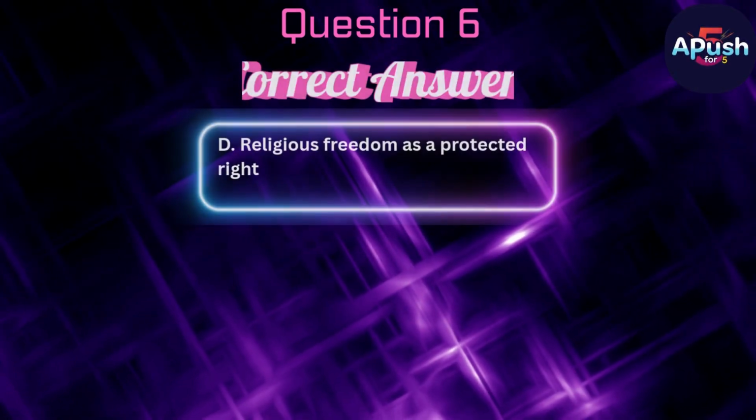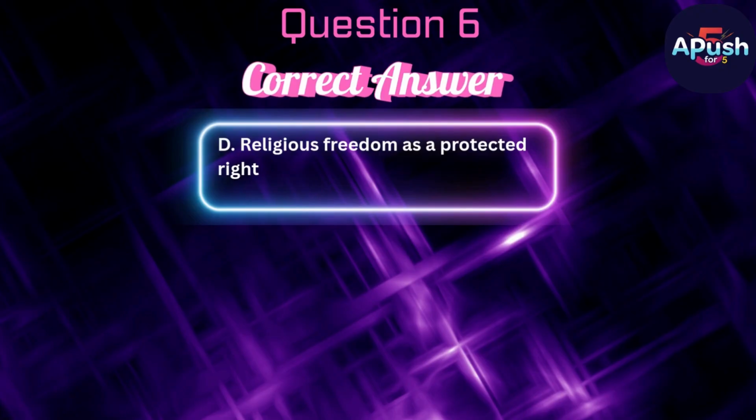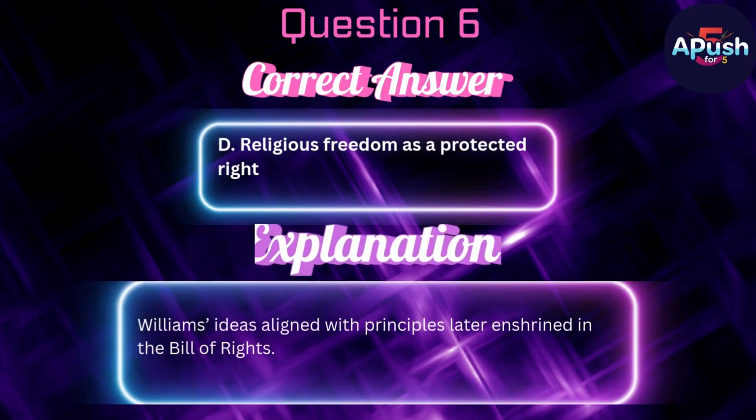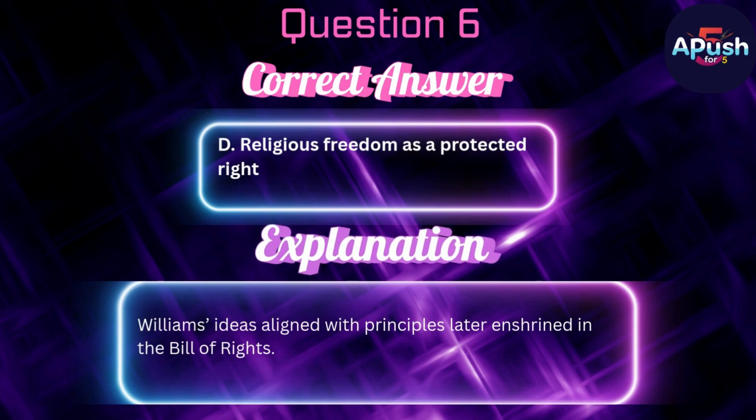The correct answer is D. Religious freedom as a protected right. Williams' ideas aligned with principles later enshrined in the Bill of Rights.